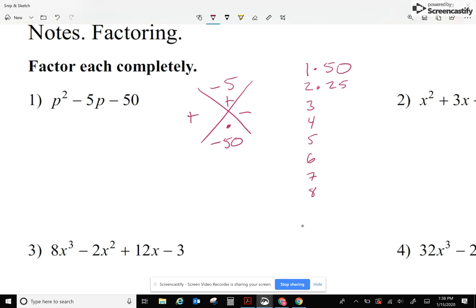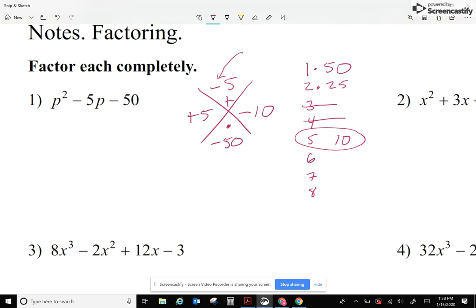50 divided by 3 gives me a decimal, so that's not going to work. 50 divided by 4, that also gives me a decimal. That's not going to work. 50 divided by 5 is 10. When I subtract these two numbers, it is 5. So those are the two numbers I'm looking for. I'm looking at positive 5, negative 10. The bigger number in this case is negative because I want my result to be negative.